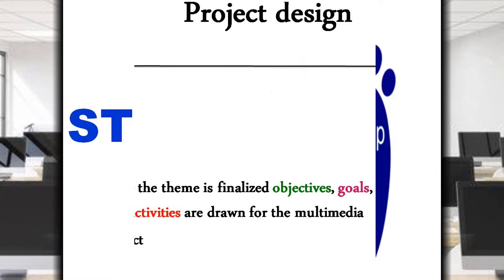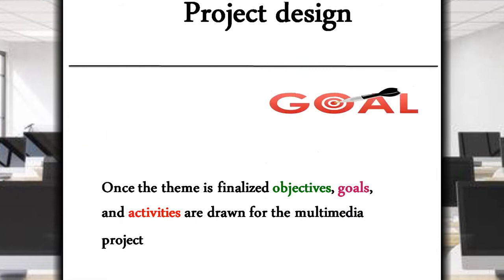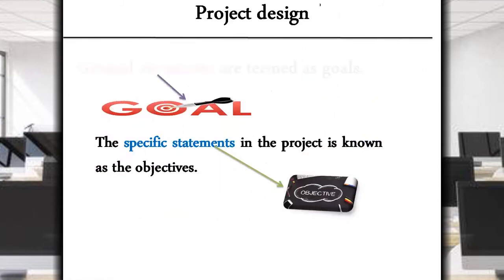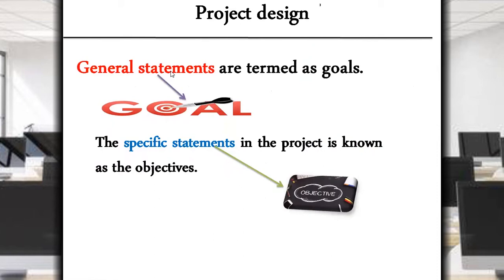Step 2, project design. In your project design, once a theme is finalized, we get to these three things: goal of the project, objective of the project, activity of the project. What is goal? General statements are termed as goals. What is objective? Specific statements in the project are known as objectives.